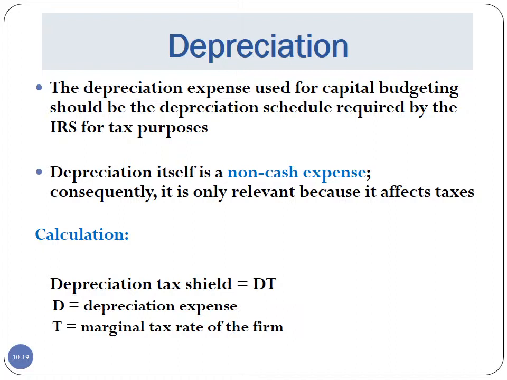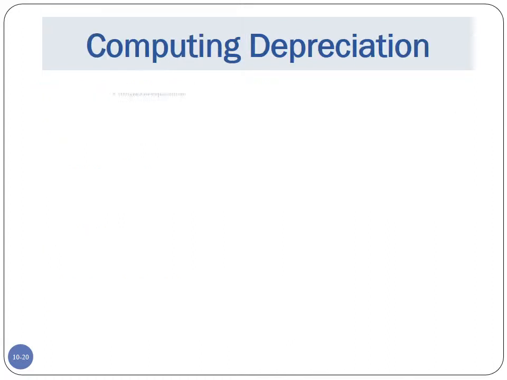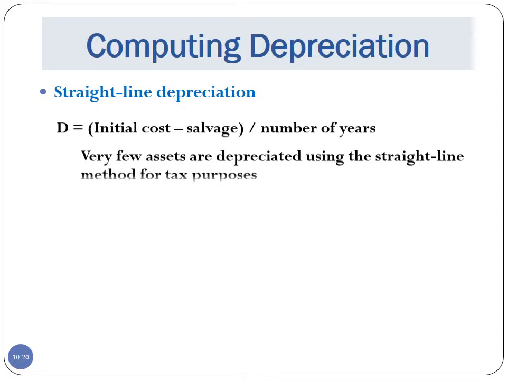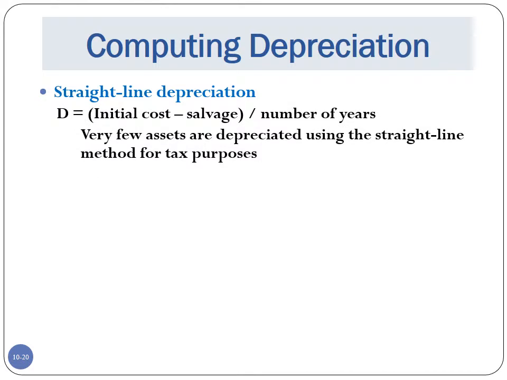We have a depreciation tax shield, which is a depreciation expense times a marginal tax rate. So depreciation tax shield we can use to determine what our benefits are going to be from depreciation in terms of the assets needed for a particular project. There's multiple kinds of depreciation. I think the simplest is straight line. I think we can use that for this class. The initial cost minus salvage over a number of years.